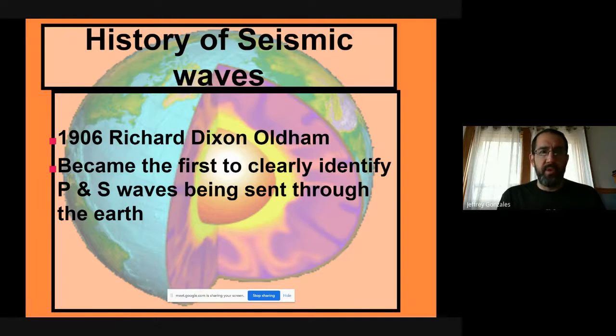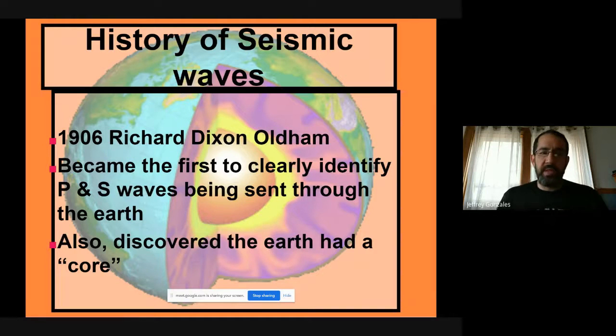Okay, there's another part there. So we're talking about him today because he clearly was the first person to discover that the Earth actually had a core. Okay, when these waves hit the core, because of how dense it was, we saw a change in their velocity and a change in their direction, and some of them even reverberated back. So that's why we're talking about this guy here, Richard Dixon Oldham.